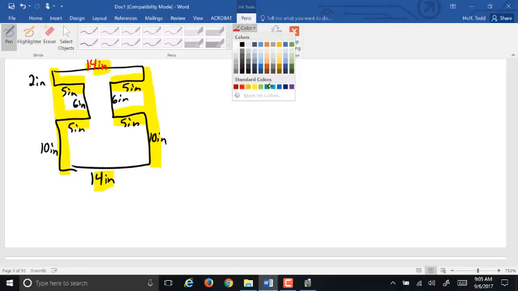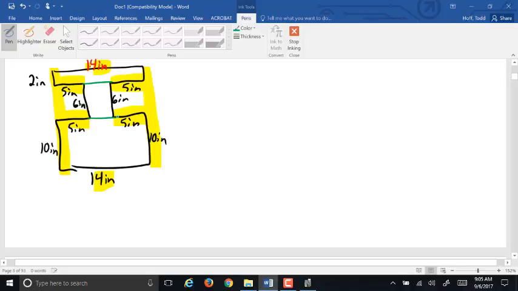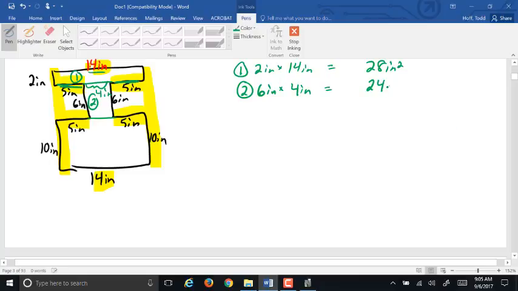Now here, finding the area, I can easily cut it across like that into three rectangles. What's the dimensions of rectangle number one? Two inches by 14 inches. 28 square inches. Rectangle two is trickier. It's 6 inches by what? This comes out to be four. We've got 14 minus 5 here and minus 5 there. It gives us 4 inches. 6 by 4 gives us 24 inches squared. And piece 3 is what dimension? 10 by 14. Or 140 inches squared. Adds up to 192 inches squared.